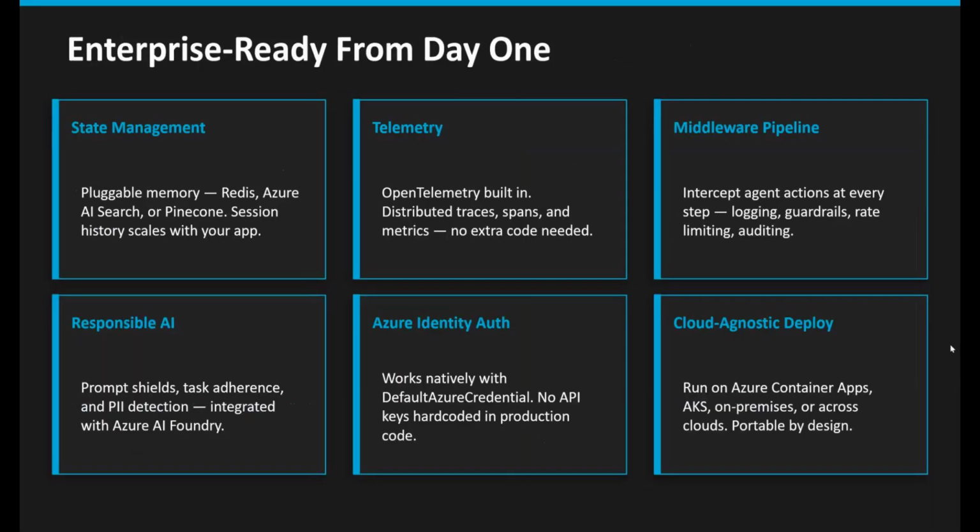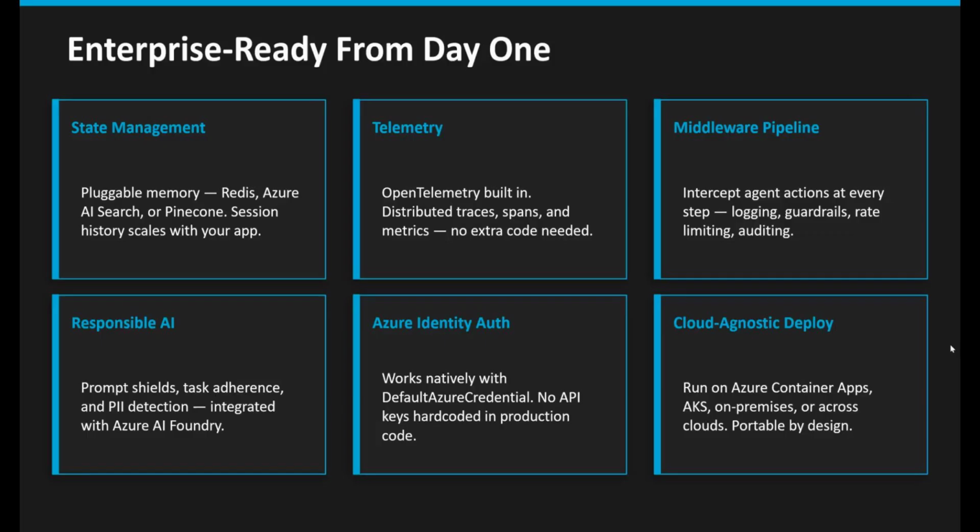What really sets the agent framework apart from most hobby-grade tools out there is its enterprise-ready feature set. The first one is state management. State management is completely pluggable. Whether you want to use Redis, Azure AI Search, or Pinecone, you can easily plug in the memory solution that scales with your production needs. The next one is telemetry. Telemetry is built right in using OpenTelemetry. That means you get full distributed traces and metrics automatically.